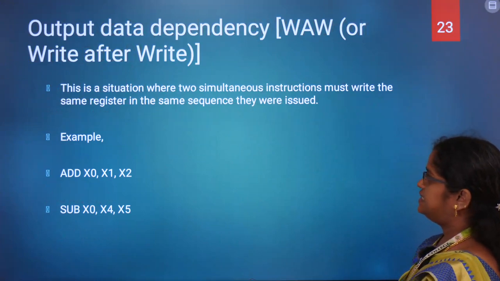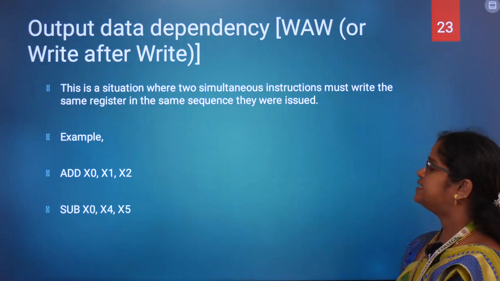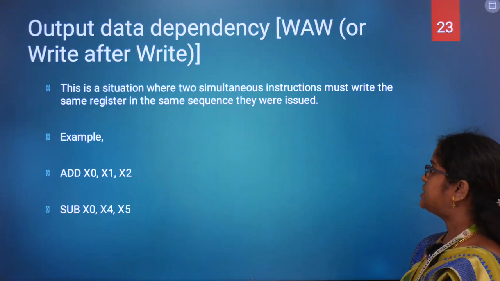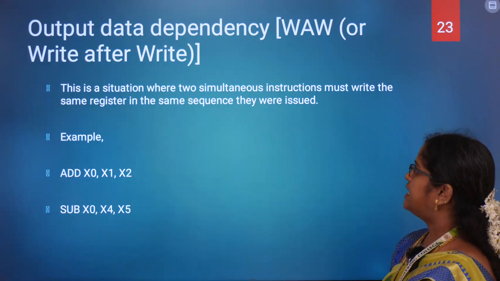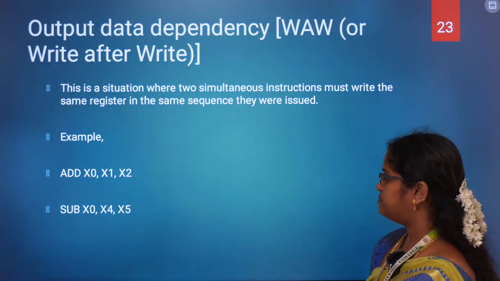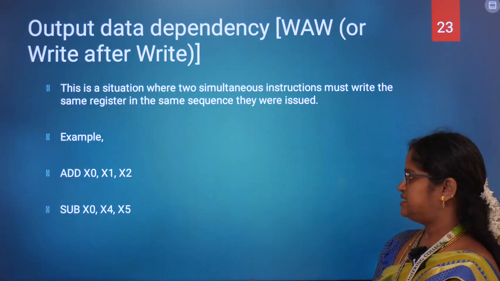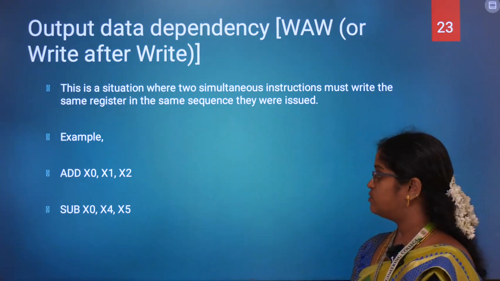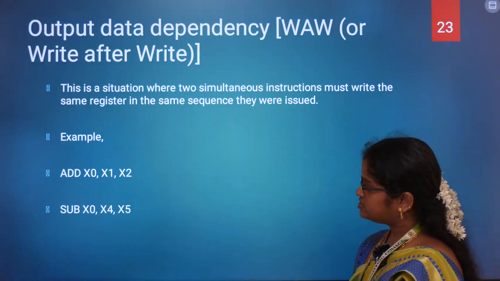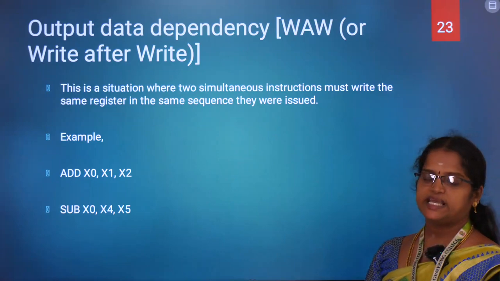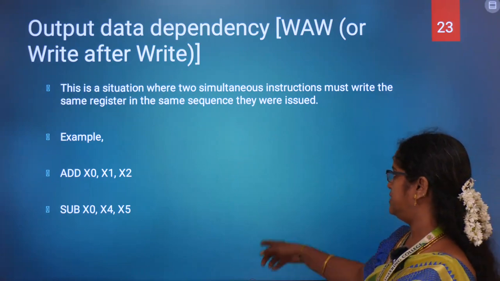Output data dependency. This is the situation where two simultaneous instructions must write the same register in the same sequence in which they were issued. So this is write after write. That means the same register is used by both instructions. For example, add x0, x1, x2 means the first instruction is using x0, and the second instruction also uses the same x0 as the result register.